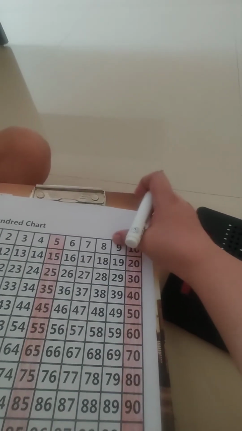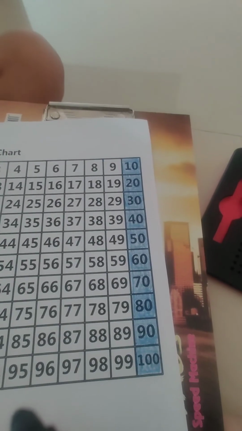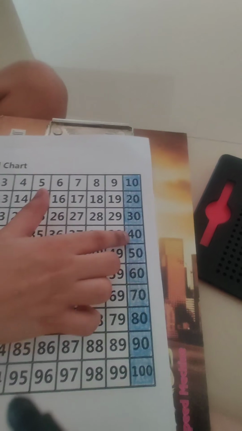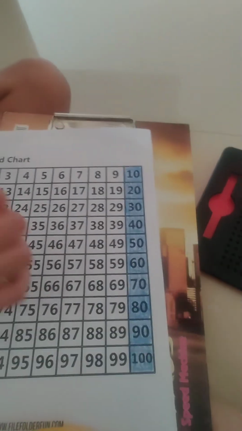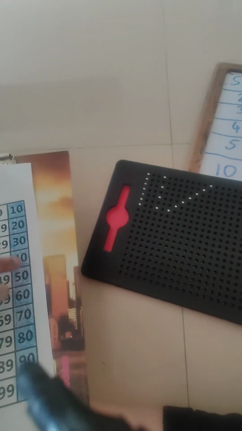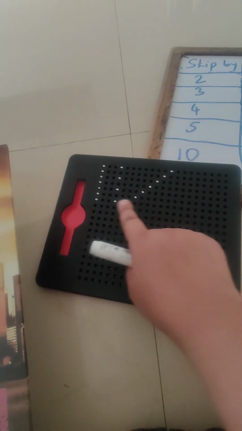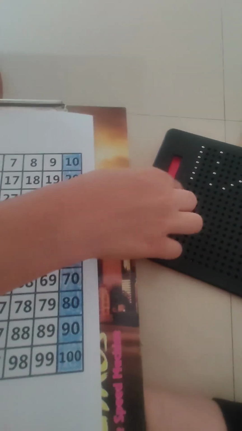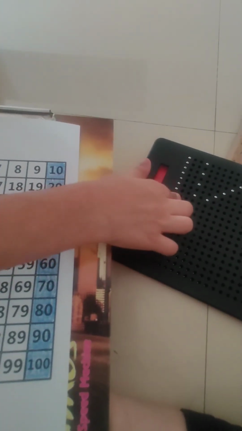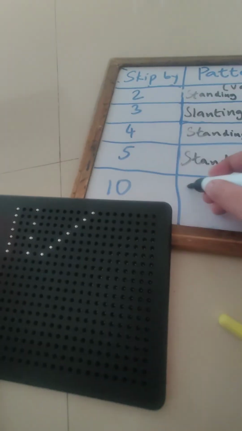Now the last one. This was the easiest of all, no? The next one. So we are skipping by 10. Okay, and what is this pattern? What does it look like to you? Slanting line or standing line? Standing line.